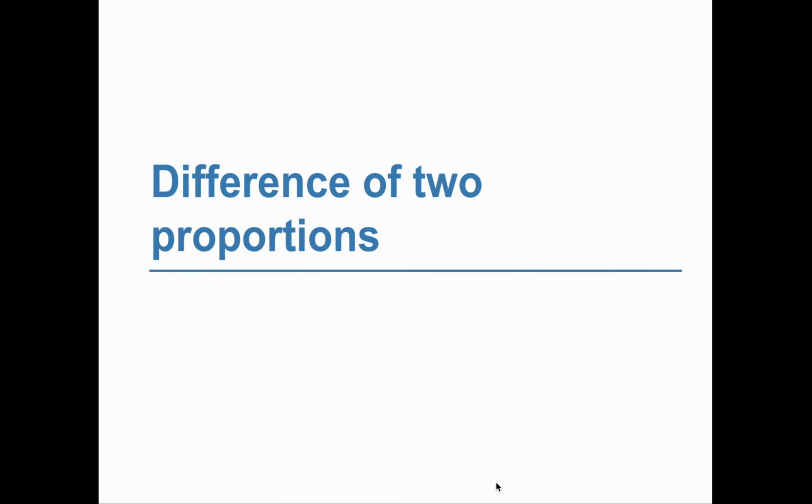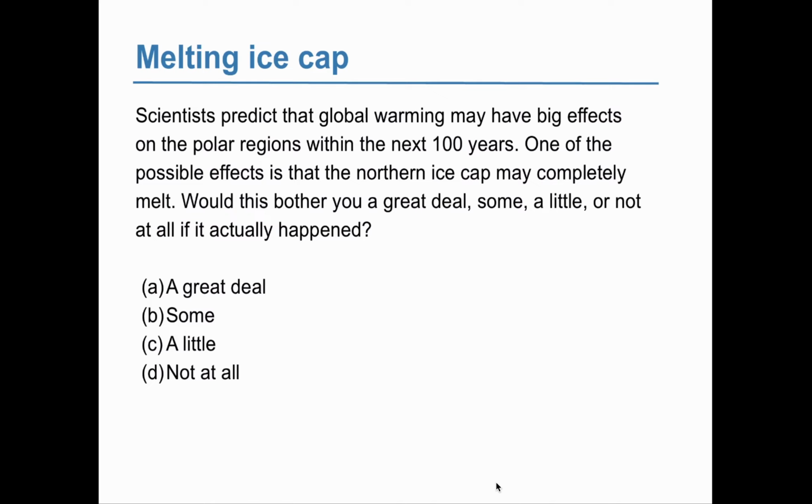Of two proportions. Scientists predict that global warming may have big effects on the polar regions within the next 100 years. One of the possible effects is that the northern ice cap may completely melt. Would this bother you a great deal, some, a little, or not at all if it actually happened?